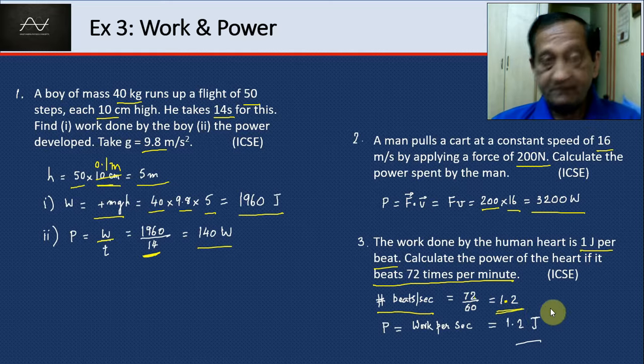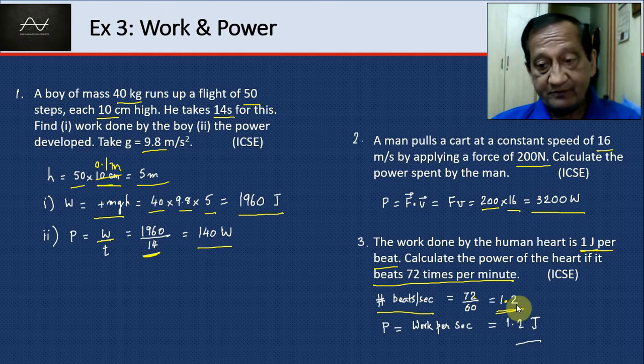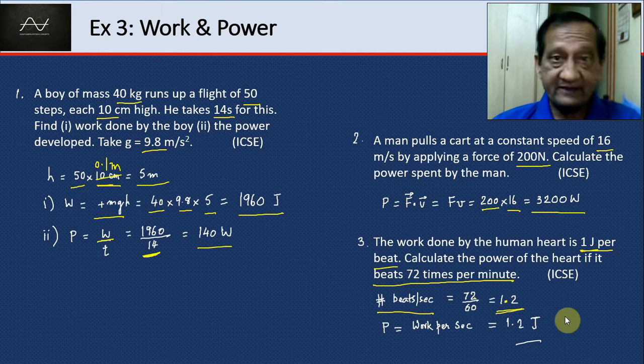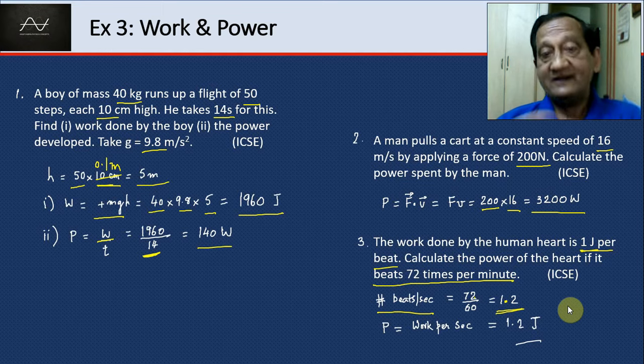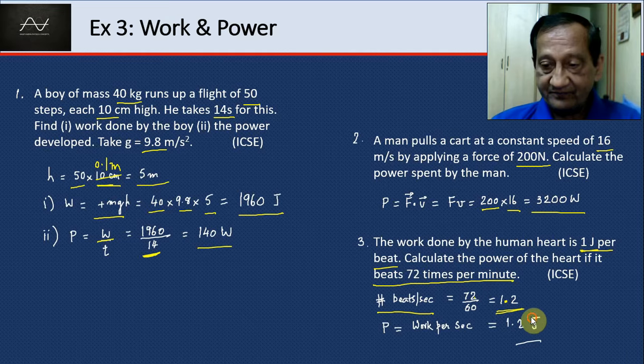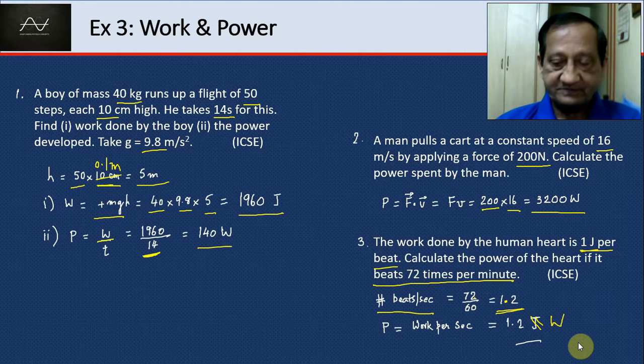In each beat, it is doing 1 joule of work. And number of beats in 1 second is 1.2. So the work done per second is 1.2 joules, but work done per second is nothing but power, 1.2 watts.